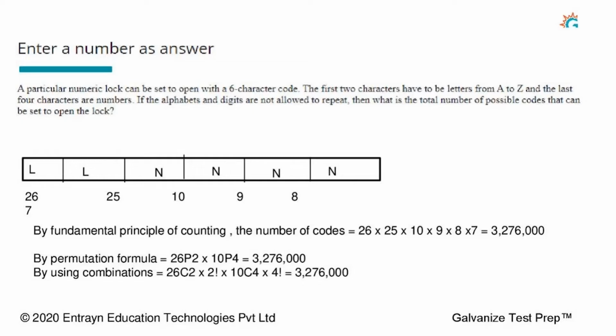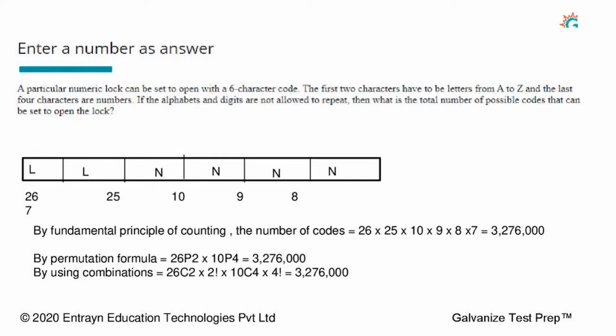So I've done it in 3 ways here. One is just the fundamental principle of counting. Fundamental principle of counting states that you just have to multiply the number of ways that you can fix here. Like for every slot, how many different possibilities are there? You just have to write it down and just multiply the numbers. That is called as fundamental principle of counting. So 26 ways for the first slot, 25 ways for the second slot, 10 ways for the third slot, 9 ways for the fourth slot, 8 ways for the fifth slot, and 7 ways for the sixth slot.